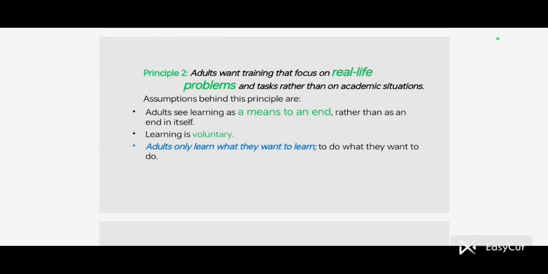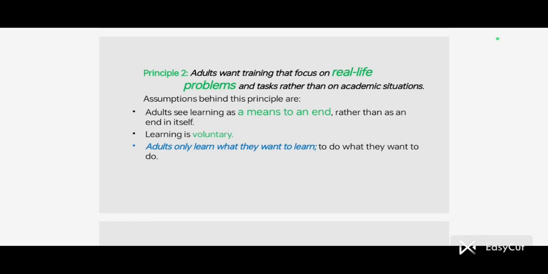Principle number two: adults want trainings that focus on real life problems and tasks rather than on academic situations. Assumptions behind this principle are: adults see learning as a means to an end. That means they want the learning in order to make use of it. Adults do not come to the learning place just for the sake of learning. They do not learn in order to get a certificate or to be certified. Adults do not want to learn for recognition as such. Adults learn in order to get the knowledge and the skills that help them in their life.